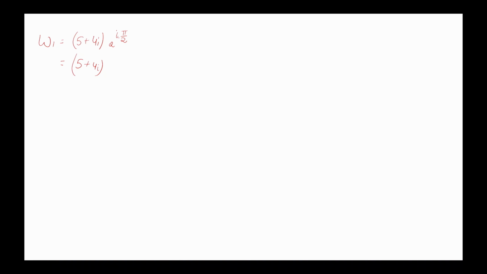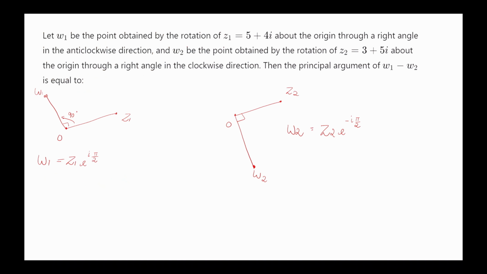What is my e to the power iota pi by 2? It can be written as cos of pi by 2 plus iota sine pi by 2. So cos pi by 2 is 0 and iota sine pi by 2 is basically iota. So I would have an iota here, and this would become 5 iota minus 4. This is my W1.